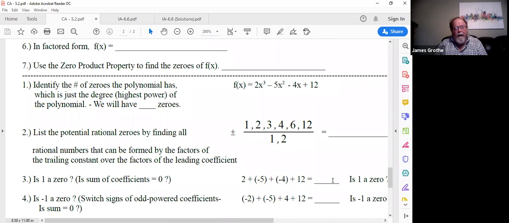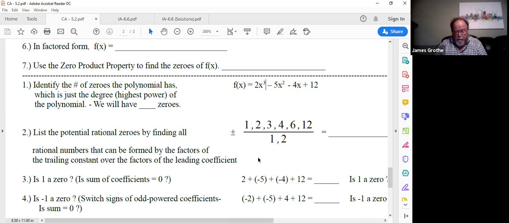And when we get down here, we've got 2x cubed minus 5x squared minus 4x plus 12. In this case, we know there's going to be 3 zeros. We have a cubic polynomial, third power, third degree. We take for our rational zeros the factors of 12, which are 1, 2, 3, 4, 6, and 12, and put them all over the factors of 2, the coefficient: 1 and 2.